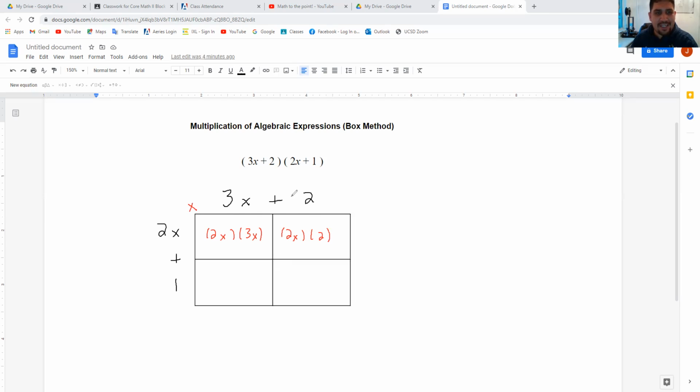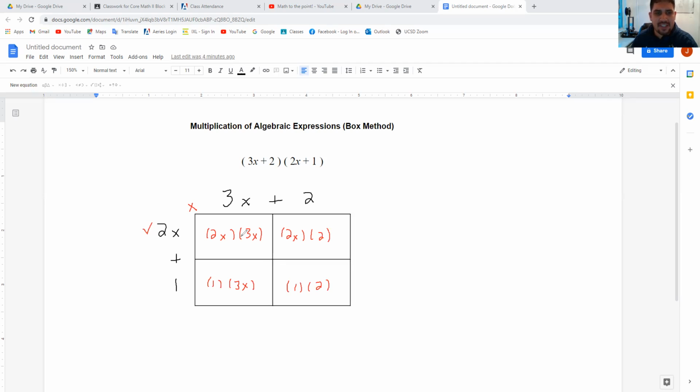Now that I multiplied each term from the base by my 2x, the next thing will be to multiply this 1 from the height by the same terms that we have at the top of this rectangle. And that will create the entries that we have in the bottom section of this shape. So that's 1 times 3x, and then the last one will be 1 times 2.